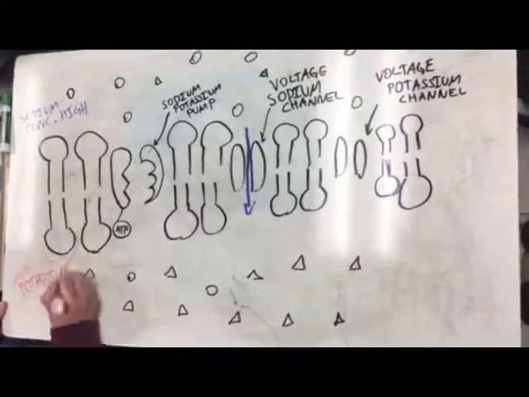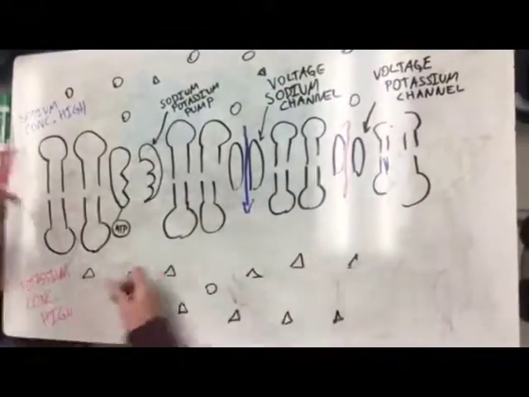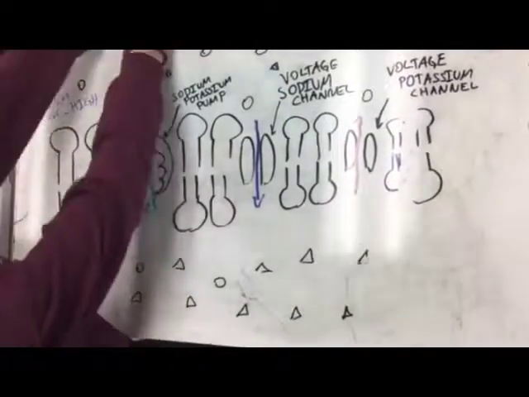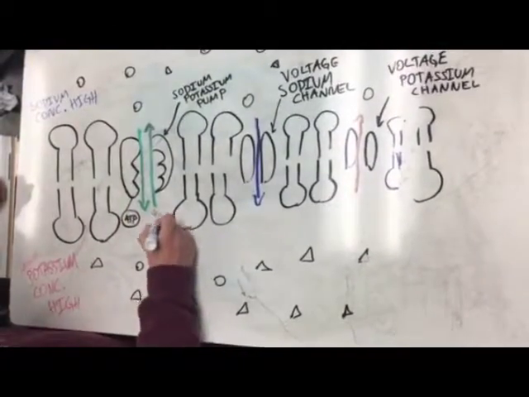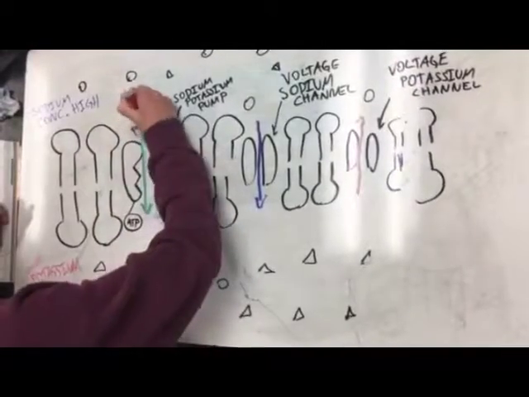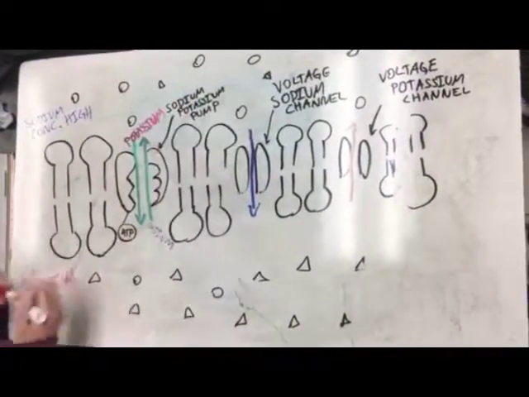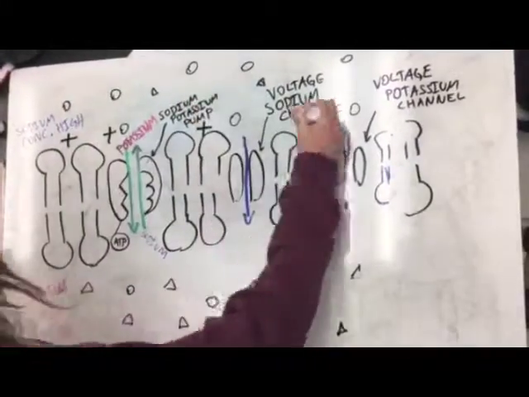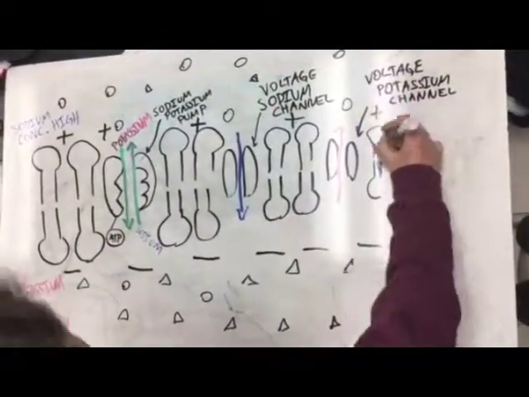Ions can move against their concentration gradient with the use of ATP and a sodium-potassium pump. The sodium-potassium pump moves 3 sodium ions out for every 2 potassium ions it pumps into the cell. The sodium-potassium pump is useful for resetting the resting state of the neuron after the action potential is passed. During resting state, the inside of the cell is negative and the outside of the cell is positive.